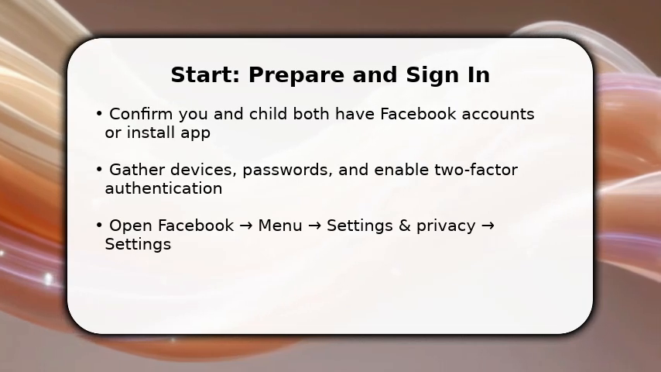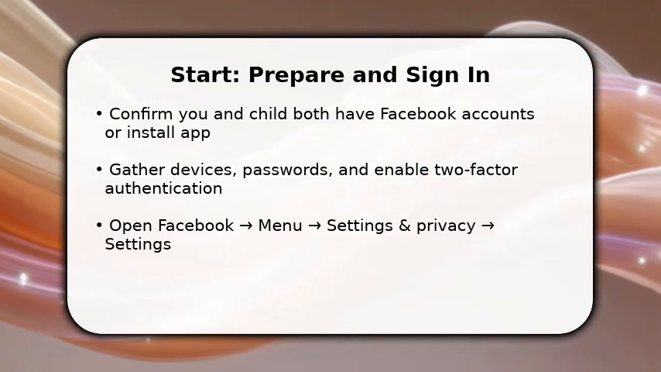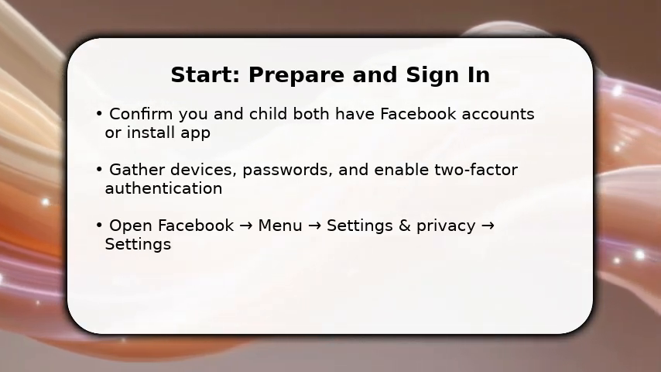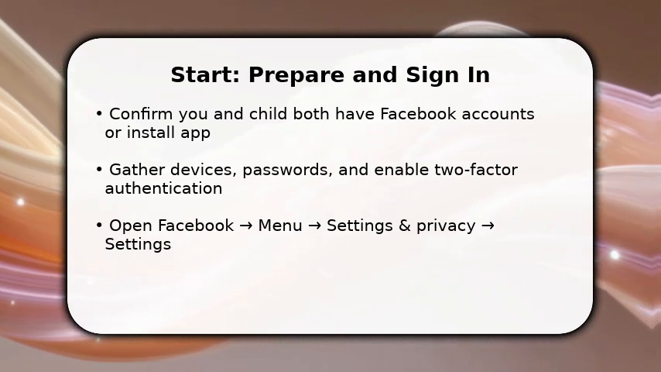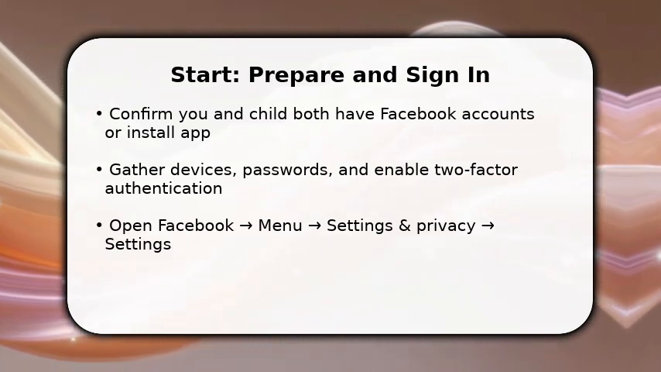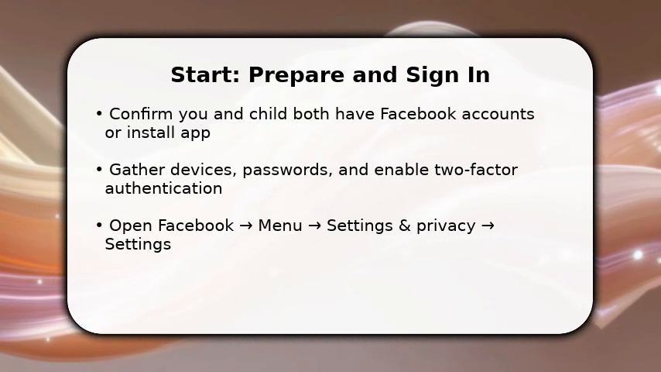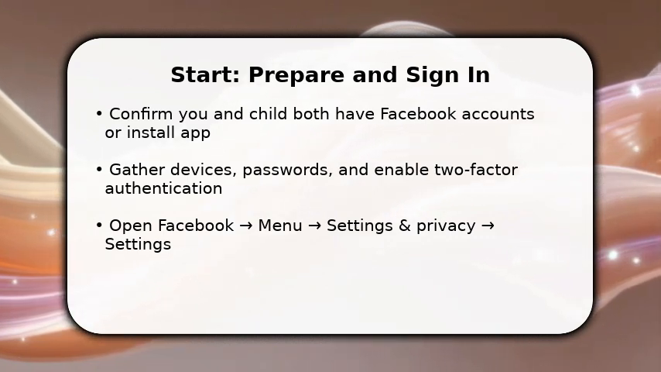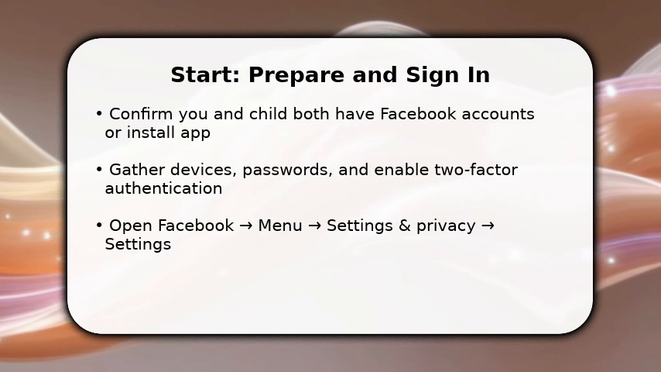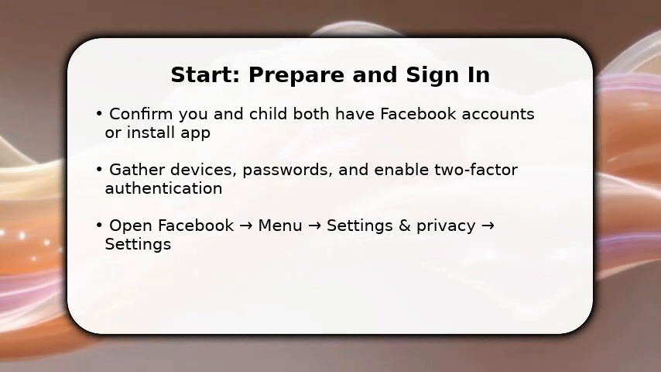You'll start by signing in as the supervising adult and confirming you can access the child's device. Once signed in, make sure two-factor authentication is active for your account so changes are secure. Navigate, menu, then settings and privacy, then settings. This gets you into account controls.